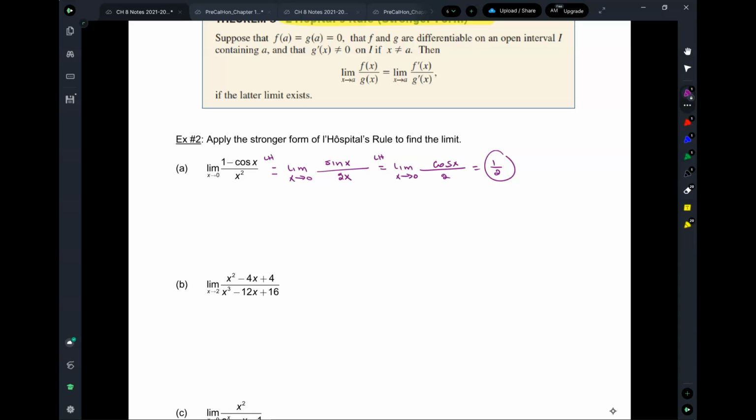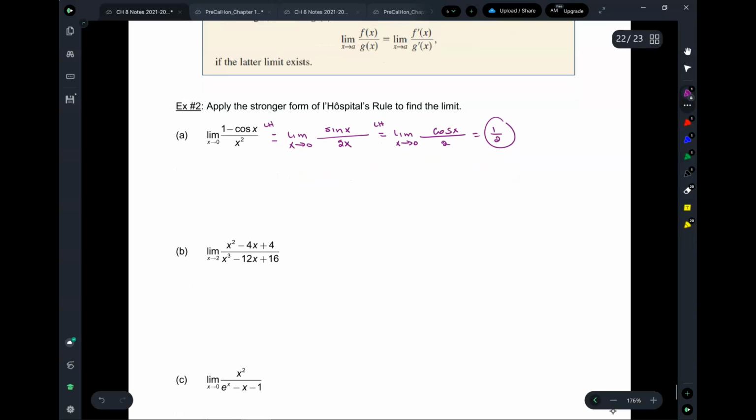Otherwise, what would you have to do? You would have to multiply top and bottom by 1 plus cosine x, squared. You would have gotten 1 minus cosine squared x. That's a trig identity, right? And then you would have to do all sorts of different things. But this one, just do it. Okay? All right. What is 1 minus cosine squared x again? 1 minus cosine squared x is sine squared x.